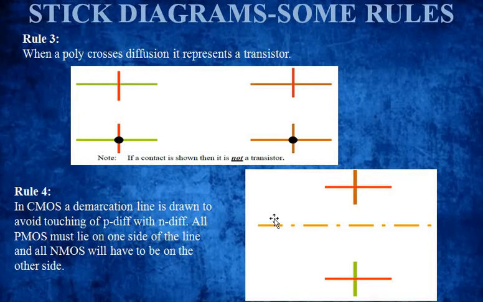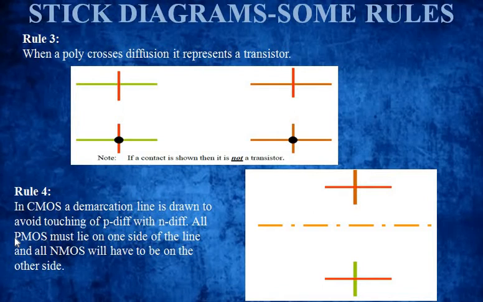Fine. And the last rule: if an NMOS is for a CMOS representation, we are having a dotted line in between, to avoid touching between your N diffusion and P diffusion. So all P diffusion must lie on one side of that line, and all N diffusion should be lying on the other side of the line. So this is the fourth rule, that is, CMOS will be having a demarcation line which is drawn in between your PMOS transistor and the NMOS transistor, to avoid interconnection between these two. Means there should be a line, but they should not overlap that one.